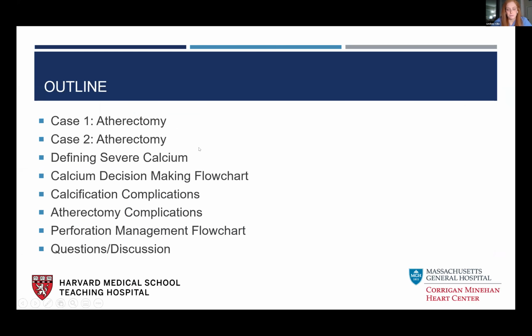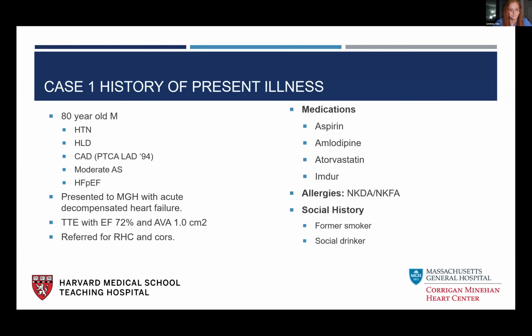So just to outline my presentation, I'll go through two atherectomy cases, one CSI, one Rota. I'll define some severe calcium by fluoroscopy, OCT, and IVUS. I'll explain a calcium decision-making flowchart and some calcification complications and outcomes, atherectomy complications, perforation management flowchart, and leave some time for questions and discussion.